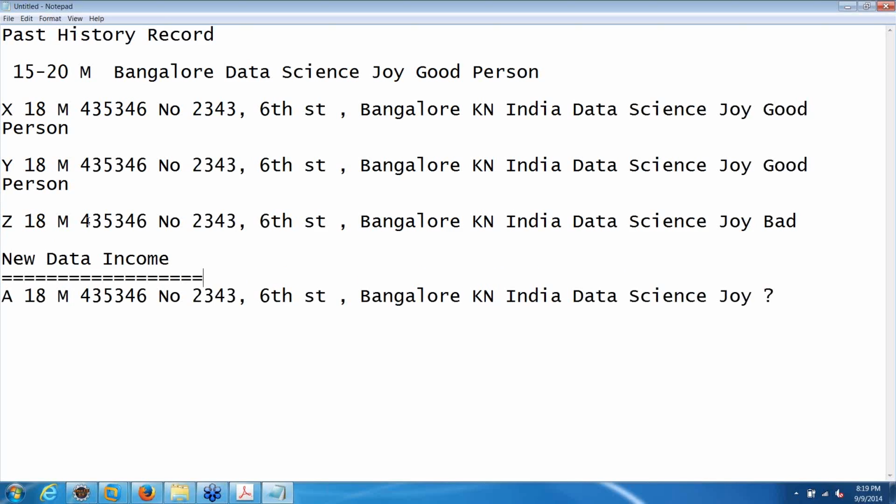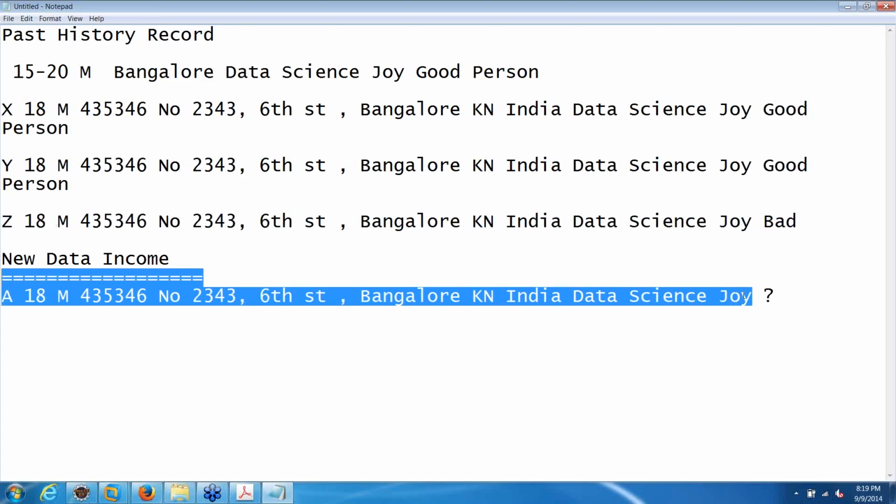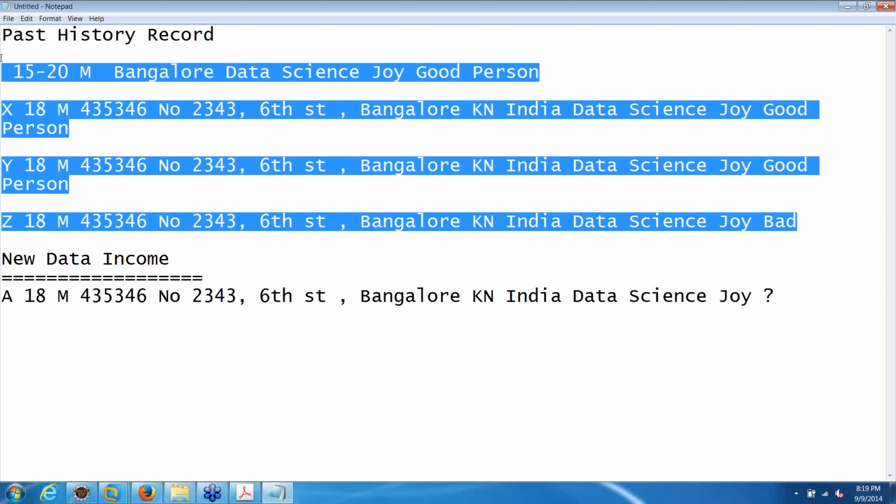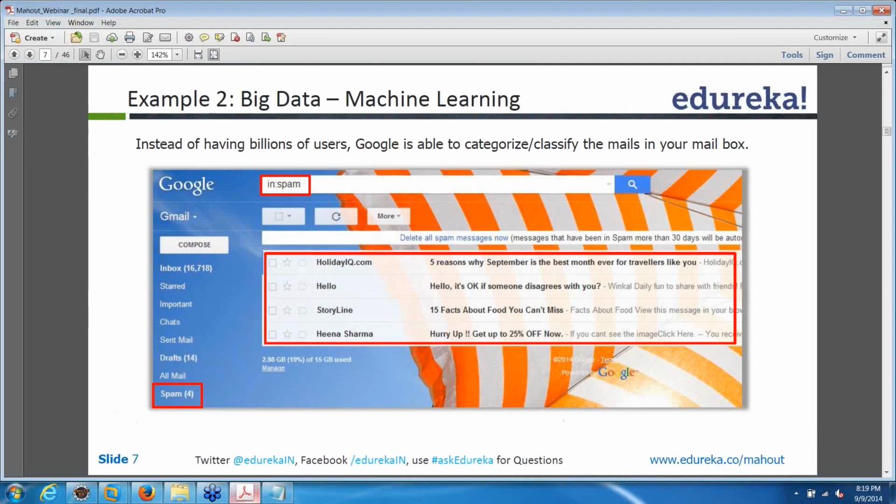So already we have an input and output. Now we have an input, but we want to predict the output. The output will be predicted based on the past learning, which it did from the past history records. So that is going to be the classification.